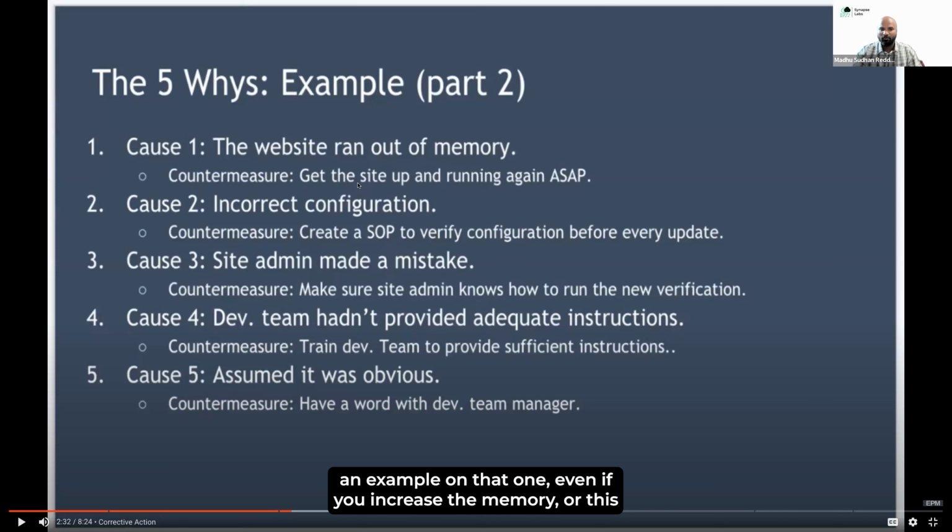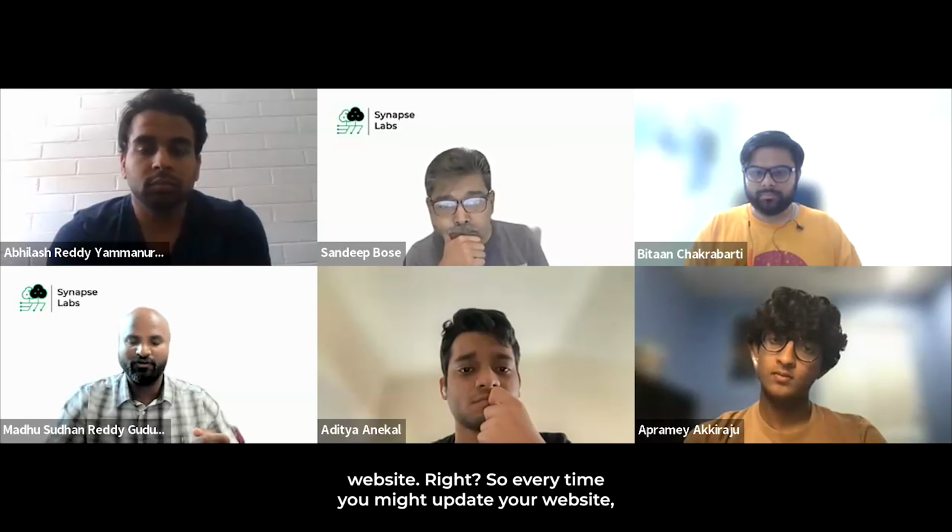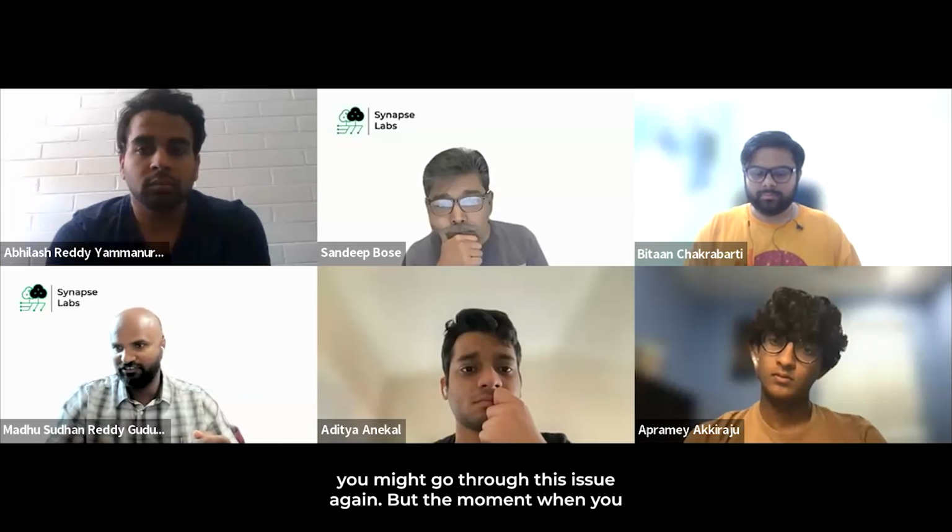Just to take an example on that one, even if you increase the memory for this particular occurrence, for this instance, if the underlying root cause, which is, well, the team assumed that it was obvious that you don't need to provide the configuration, the RAM configuration setting, that might occur when in the next release, whenever there is a next version release of the website. So every time you might update your website, you might go through this issue again.